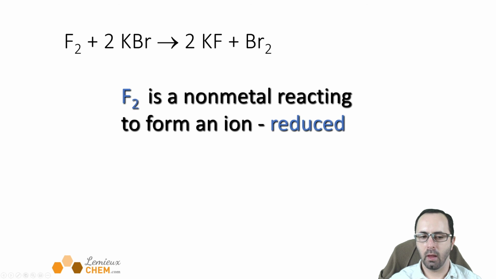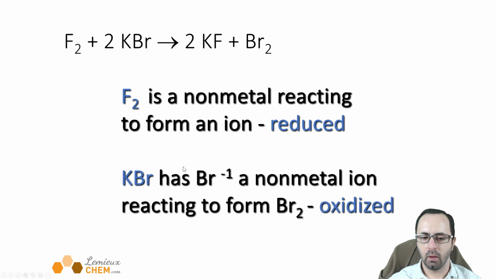So here, the F2 is a nonmetal making an ion, which is negative. It gained electrons. It's reduced. The KBr had bromide, which is a nonmetal ion, forming nonmetal atoms. This is because it lost electrons and went to a higher charge, 0. So it was oxidized.